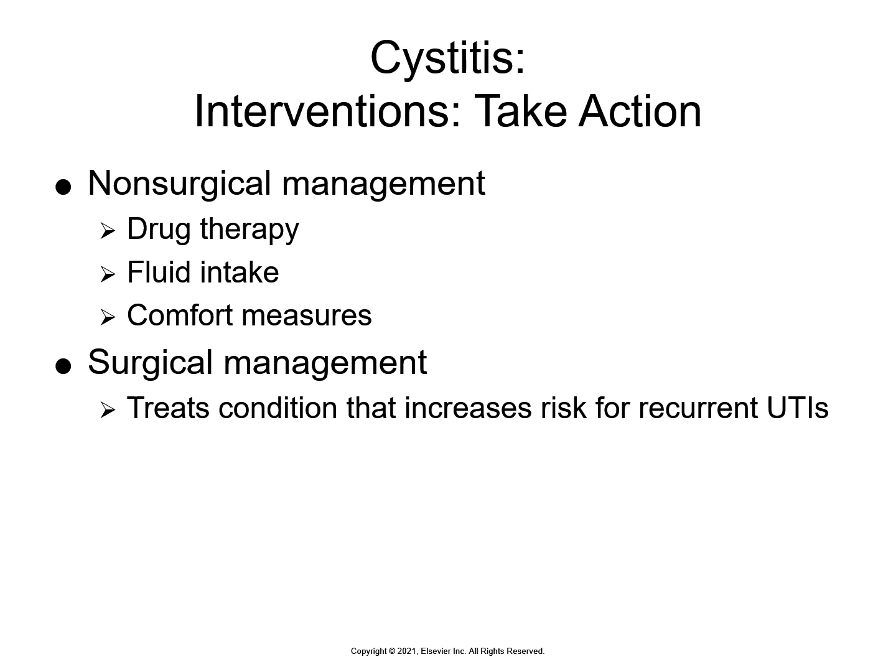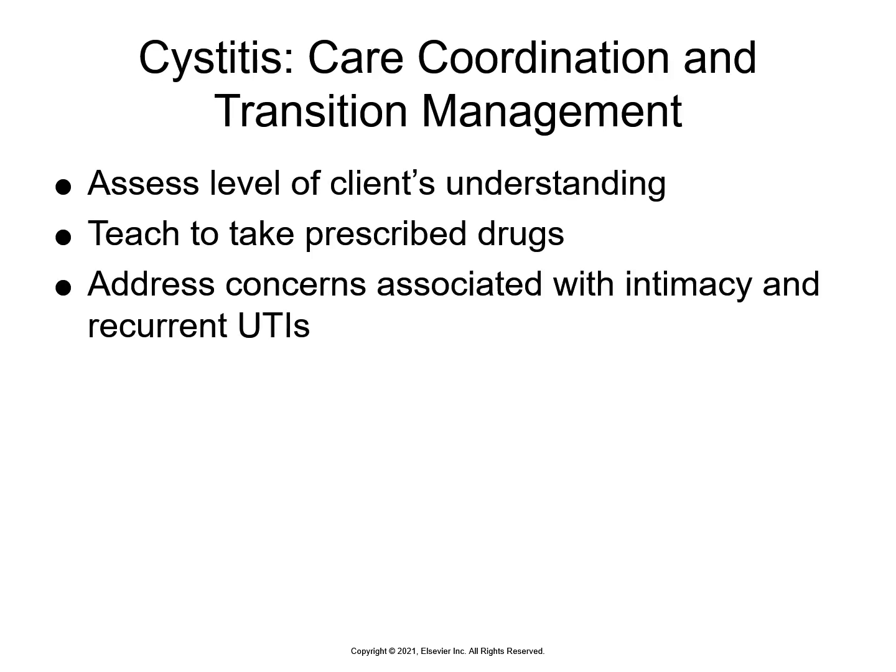If they need surgery for cystitis, then they would use it to treat conditions that increase the risk for recurrent UTIs. And sometimes that's an obstruction or a repair of a reflux that they may have, vesicoureteral reflux. That's what it's called. Some kids have that. You want to make sure that the patient understands what's going on. You need to assess their level of understanding and make sure that they know what to do.